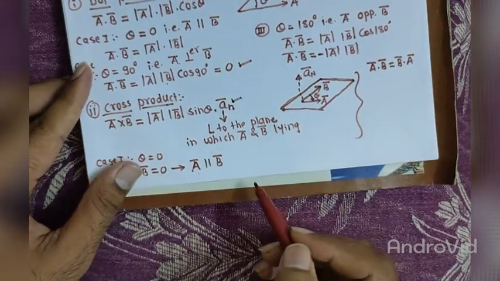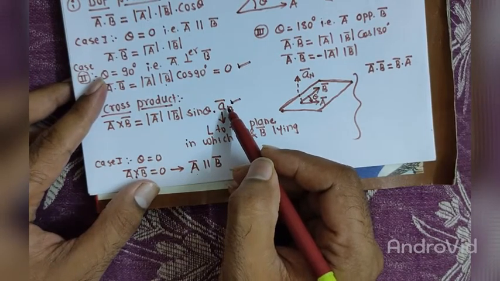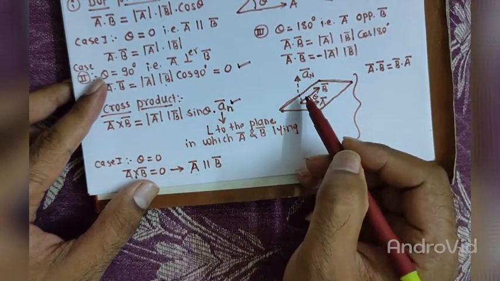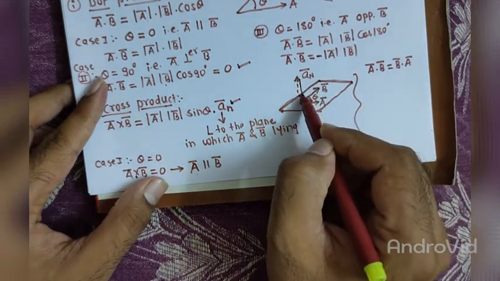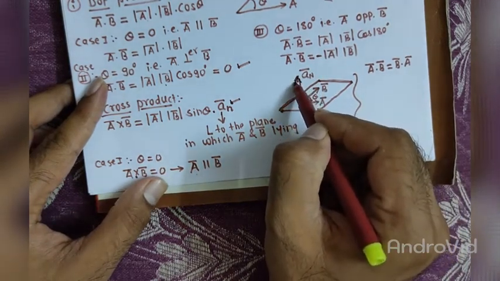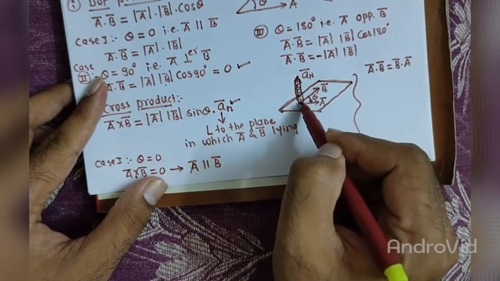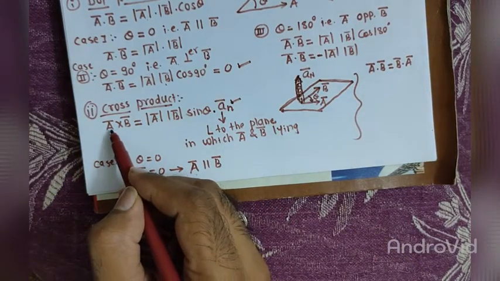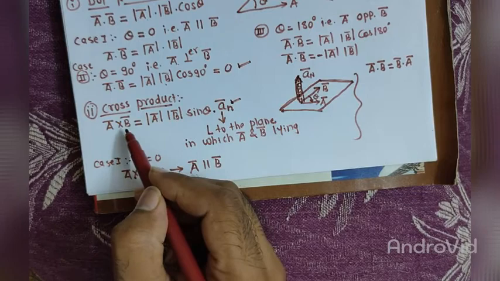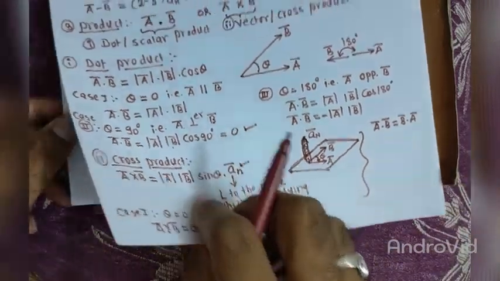Now how to find out the direction an bar? To find the direction an bar, we will have to use a screw rule. So that's why I am going to put up one screw here, and then I am going to revolve this screw. Let us say I am saying A cross B, which means my vector is starting. So I am going to draw a diagram for A cross B, and for that I am taking a fresh page.